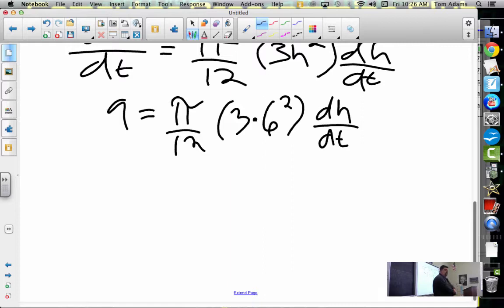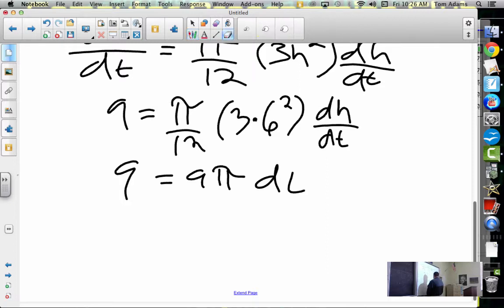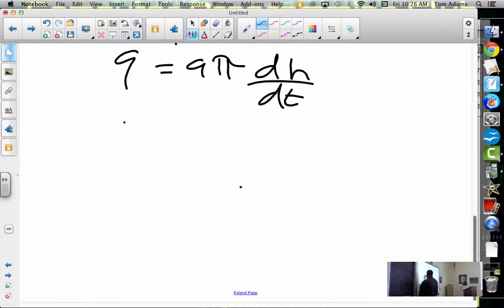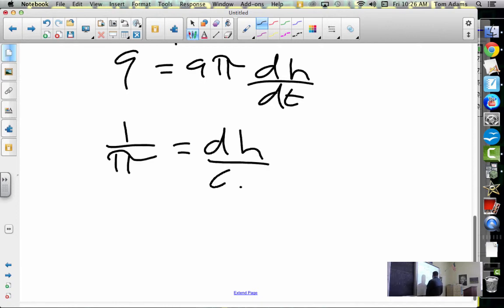9. Is it? Try it and see. 108 divided by 12. I think you're right. 9. So this whole thing is 9 pi dh/dt. Divide both sides by 9 pi, and we get 1 over pi is equal to dh/dt. Is that right? Yep. Yes.